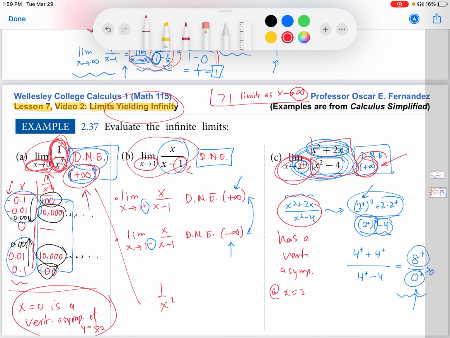Okay, great. By the way, for that matter, this function also in the middle has a vertical asymptote at x equals 1, right? From the right-hand side, it flies off to infinity. From the left-hand side, it flies off to minus infinity. So this one too has a vertical asymptote at x equals 1. Great. So we found 3 vertical asymptotes.